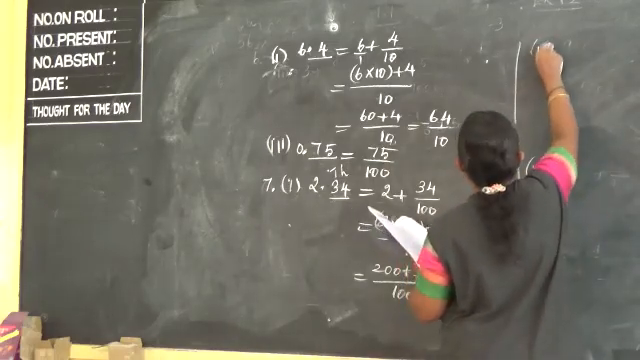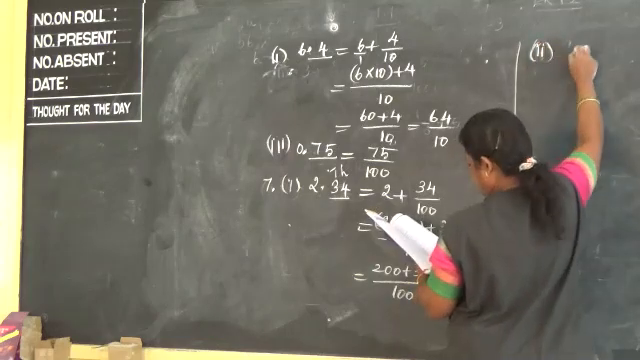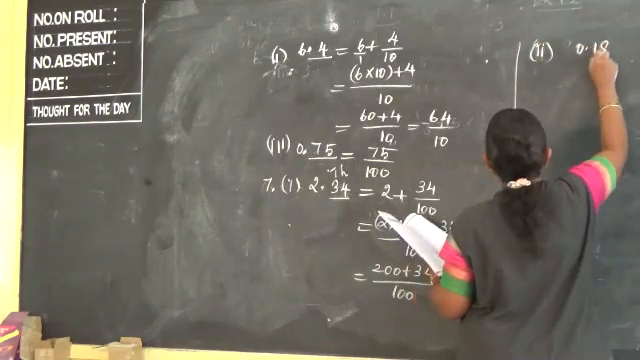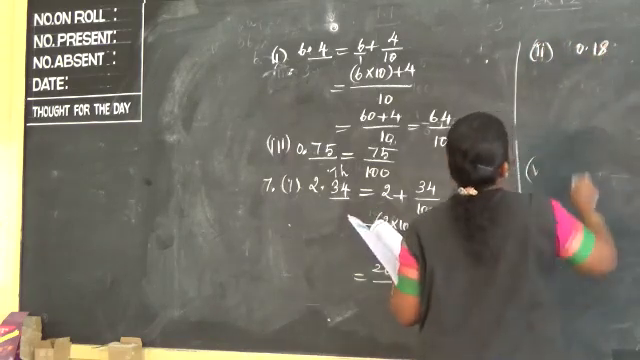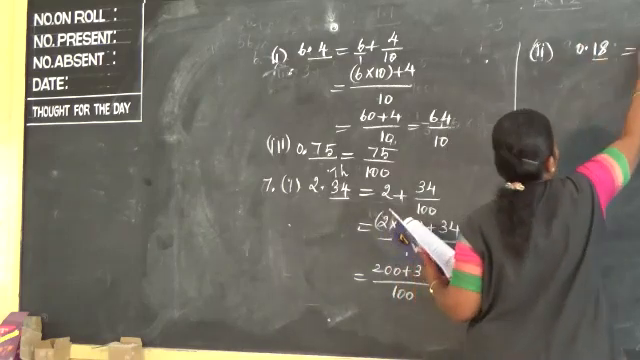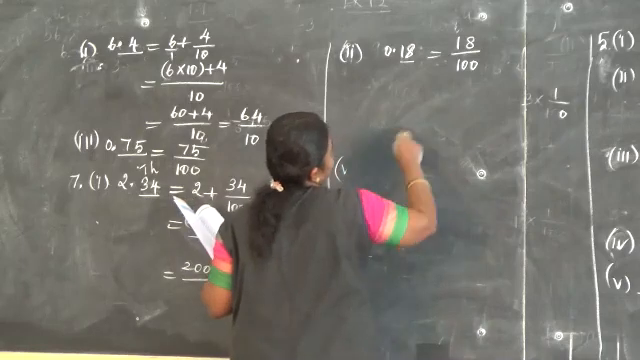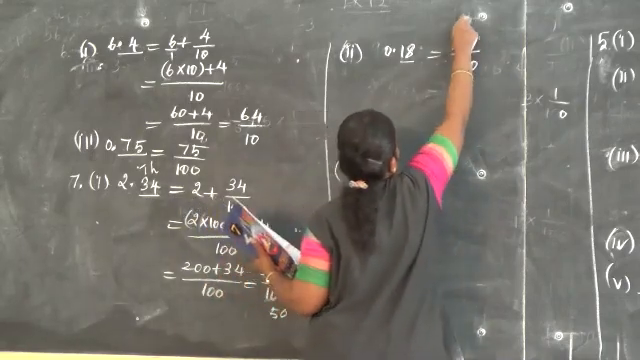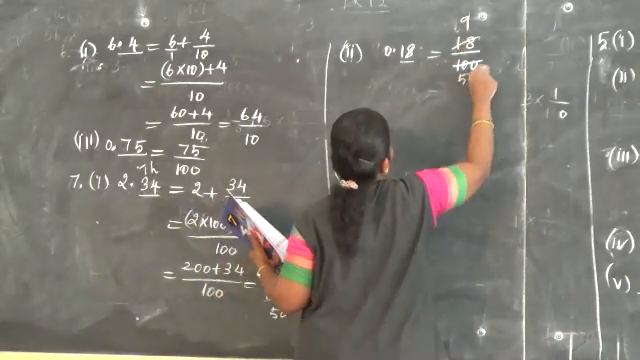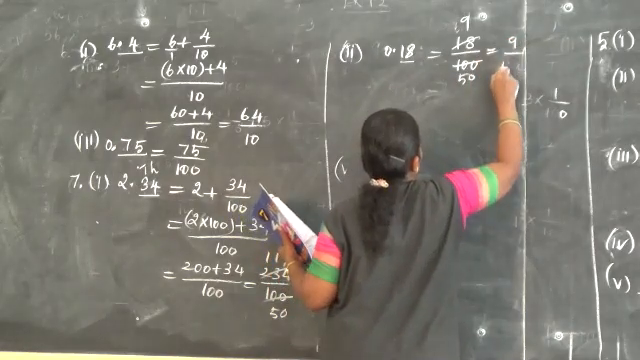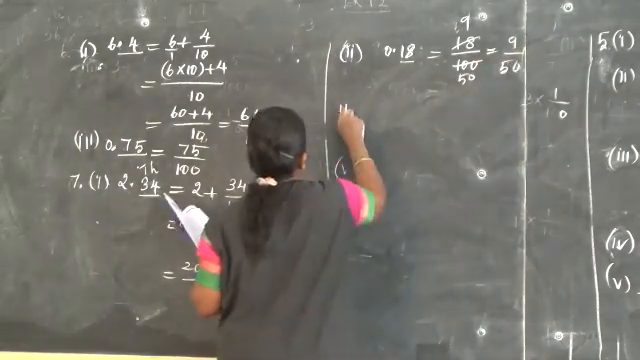Come to that second subdivision, 0.18. Here also 2 decimal places were there. So, you can write it as 18 by 100. 18 by 100. Go for the cancellation method. 9 by 50. What is that answer? 9 by 50 is the simplest form.